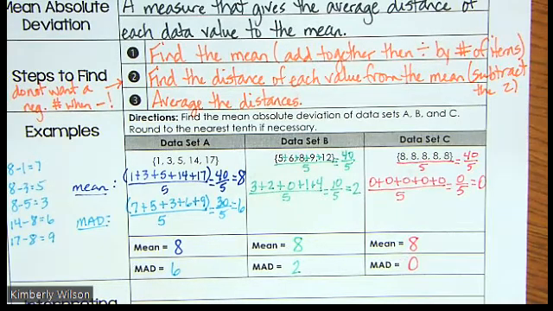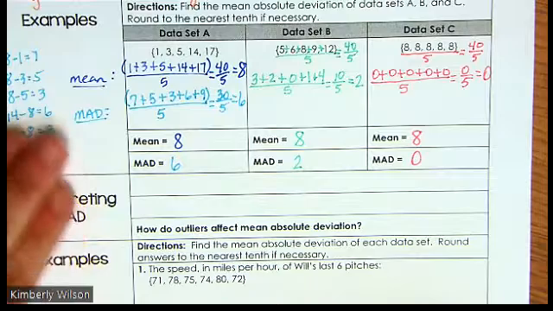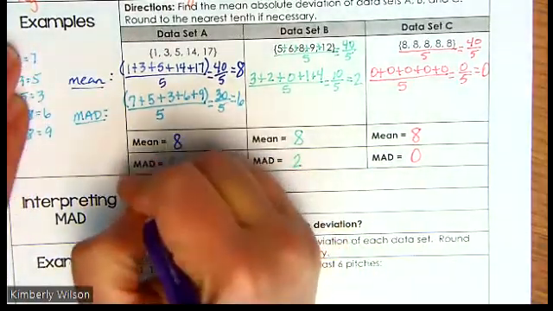So now let's talk about interpreting. What does that number mean? All right, interpreting the data. Okay, so we're going to write a little description.